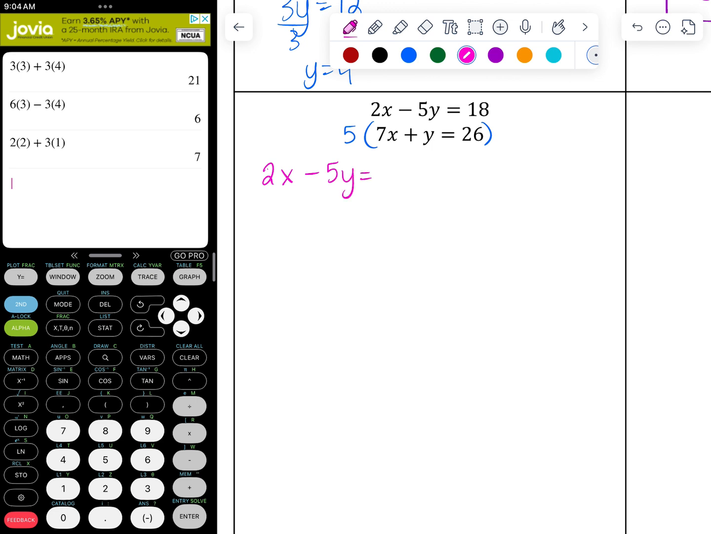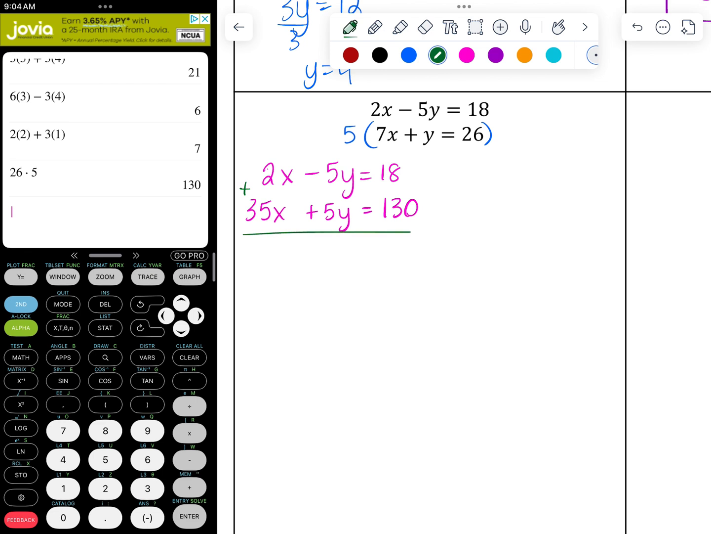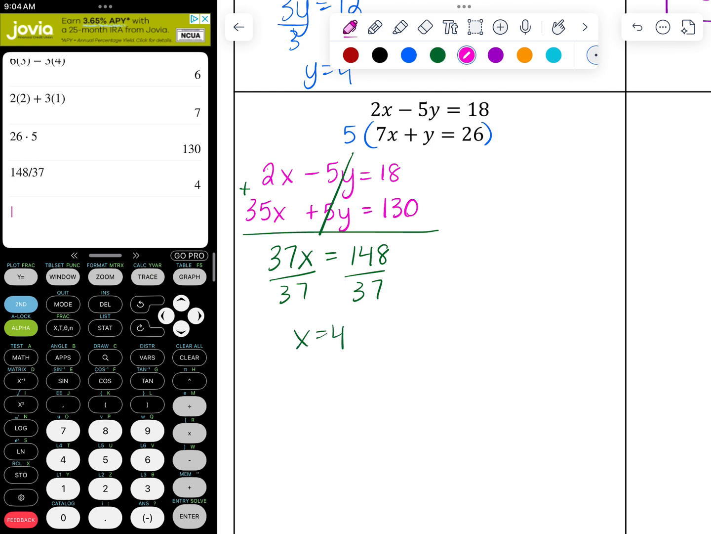So rewriting 2x minus 5y equals 18, and 35x plus 5y equals, let's calculate, 26 times 5 is 130. So when I add my equations together, my y values are going to cancel. 37x is equal to 148. Take 148 and divide it by 37, and that is going to equal 4. So when you divide both sides, you get x is equal to 4.